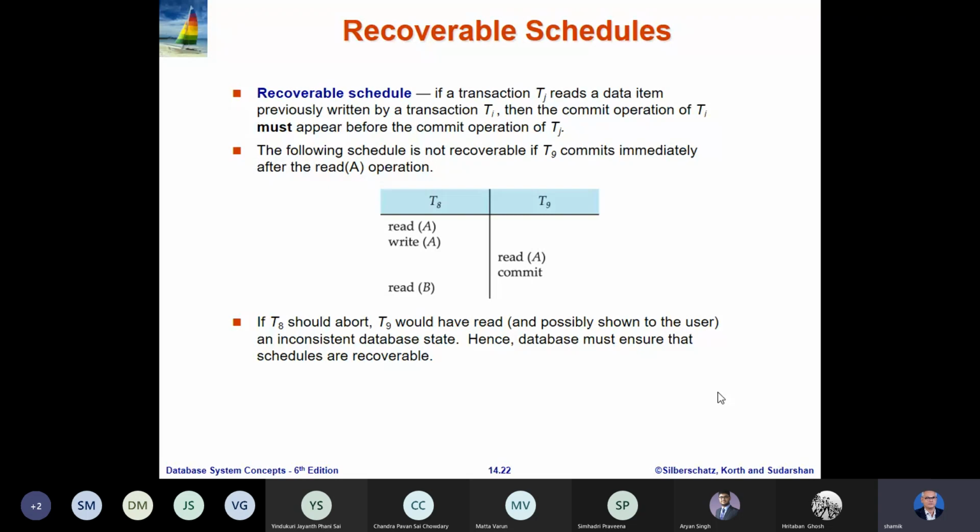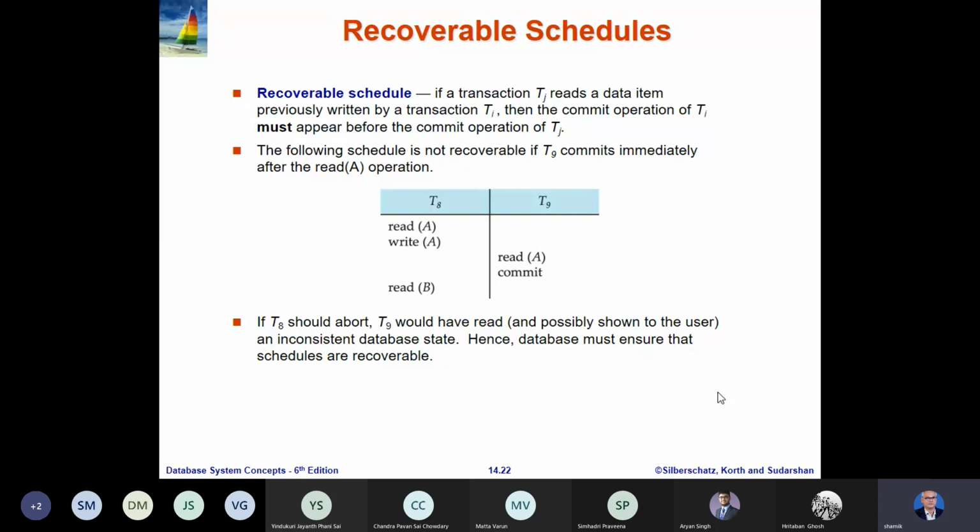Okay. So you see that T8 reads A, writes A, T9 does a read A, now say T9 commits, and then T8 does read B and then T8 tries to abort. Then it will roll back whatever value was written by T8 for A, so it will go back to the original value of A. But T9 read the value that was written by T8 and then it went ahead and did something. In between it might have printed something and told the user, oh, this is your account balance or whatever.